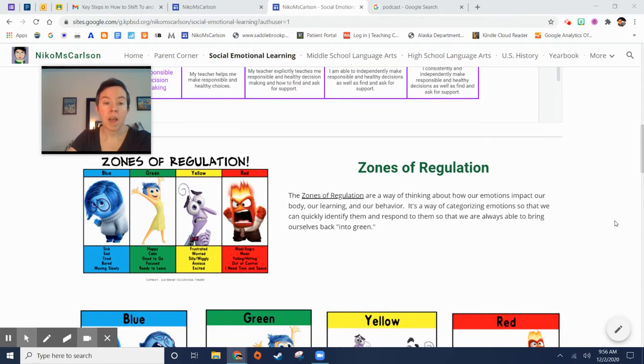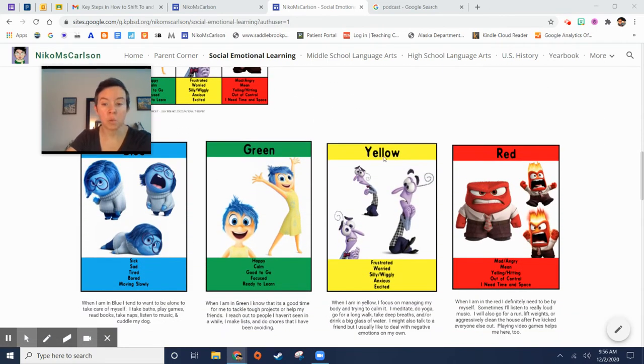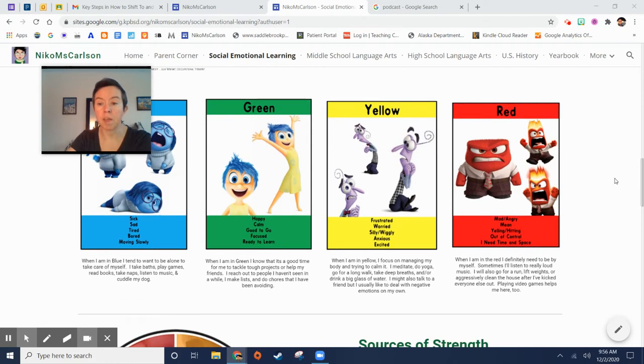Then I go on, as per the rubric, and I talk about the zones of regulation. So I describe what they are in my own words. I've hyperlinked the resource to the main zones page. And then I have each of the zones here, images of them, and you can use images either from the site, which are common images, or you can use images of your own self, which would actually be very interesting.